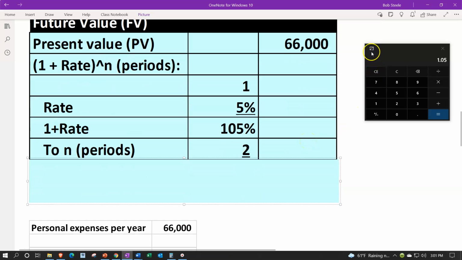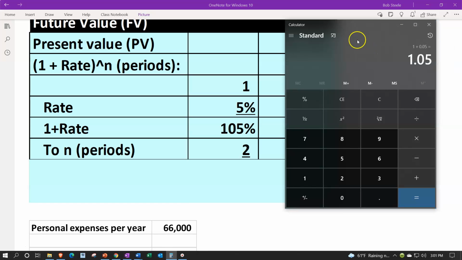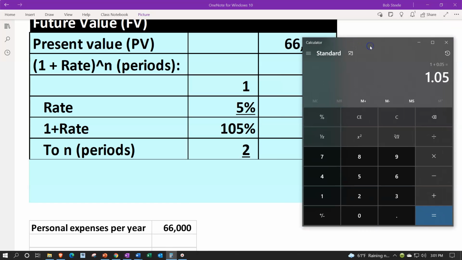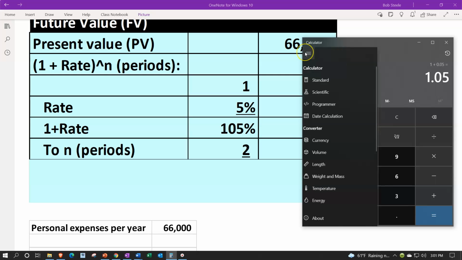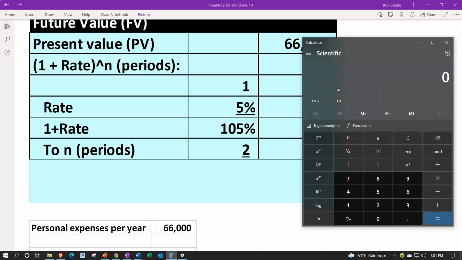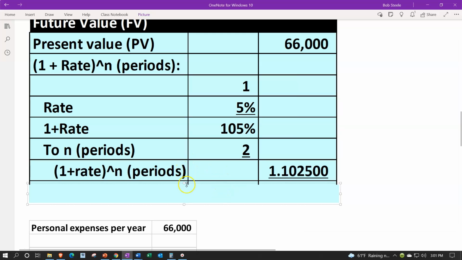Now, make sure that you have a proper calculator to be able to take something to a power. Normally, this calculator has the squared function, but you might need more functionality if you're going more than 2 years out. So you might need a scientific calculator, for example, to take that 1.05 and then use the good old x to the y to give you that caret to the power of 2. And then equals, that'll give us our 1.1025. There we got it.